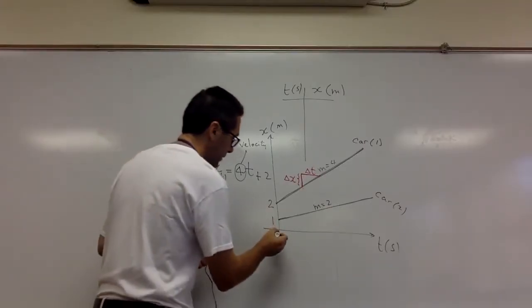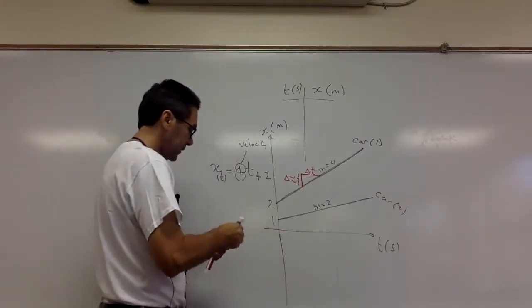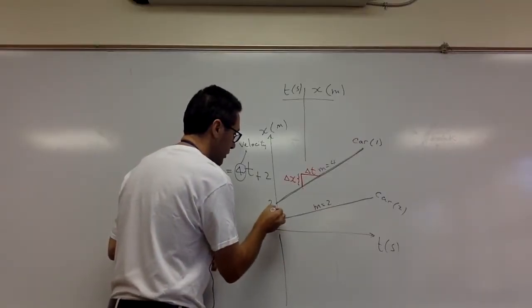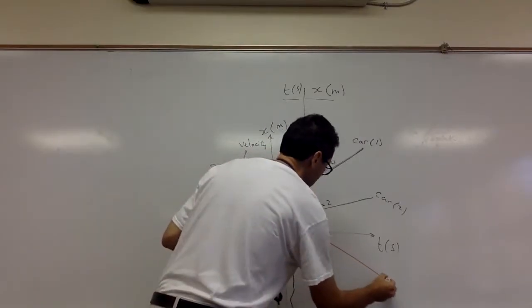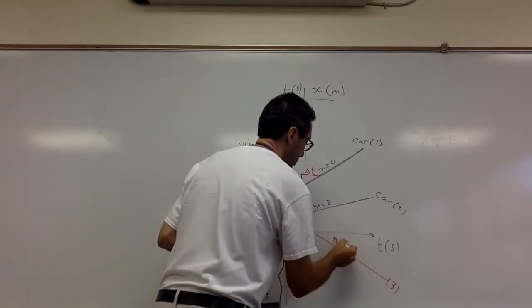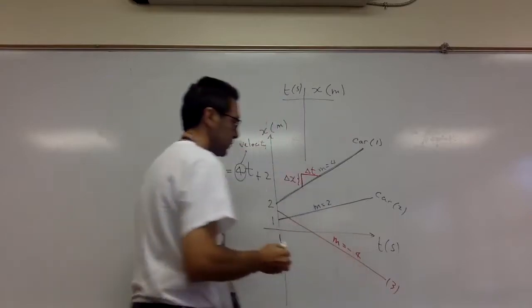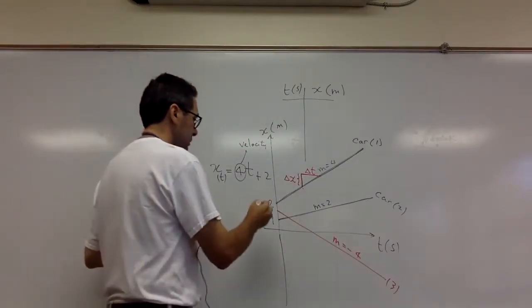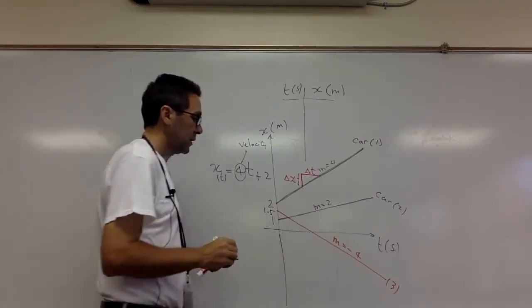Now, what happens if I have car 3 starting, I don't know, somewhere between 1 and 2, but going in this direction here. So this is car 3. And it has a slope of 4 in magnitude, but negative 4 because it's slanted down. And this is 1.5.